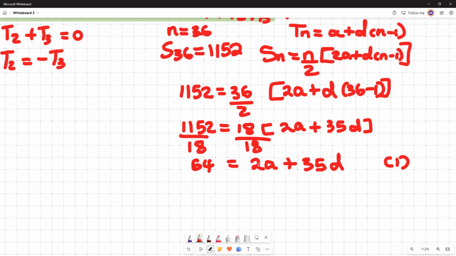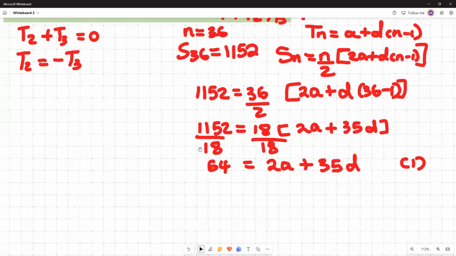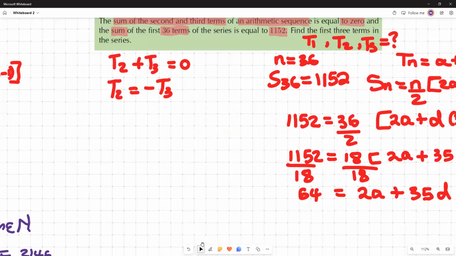The reason why I'm having the idea of simultaneous equations is I have two unknowns. I have a and d, right, that I don't know. Okay, sure. But this information here can be helpful as well. Let's see how we can use that.